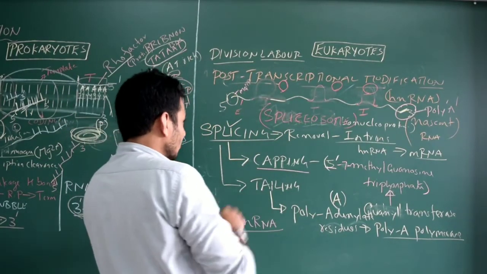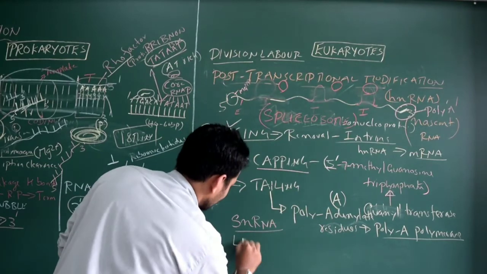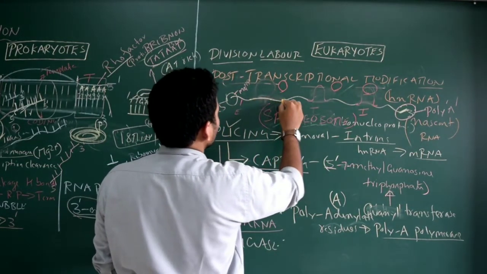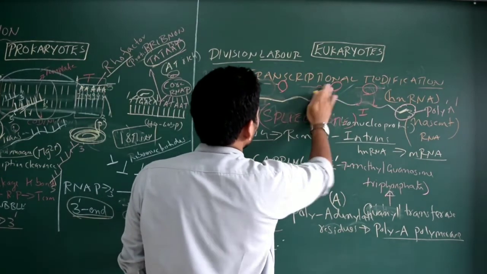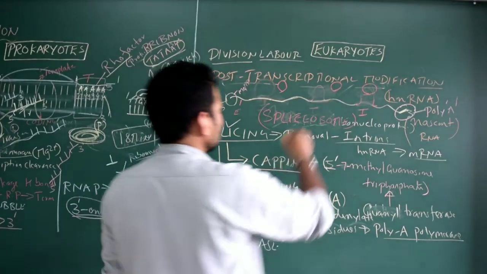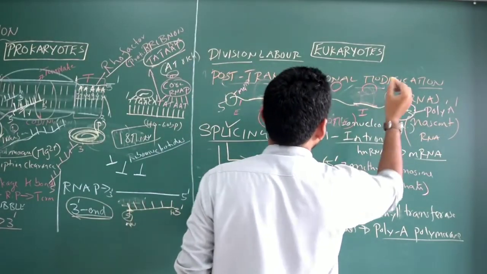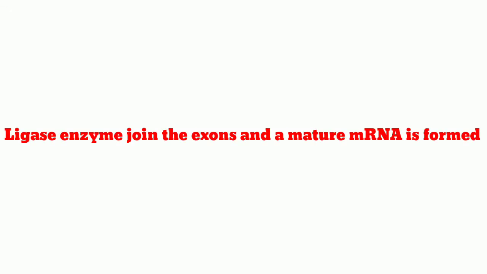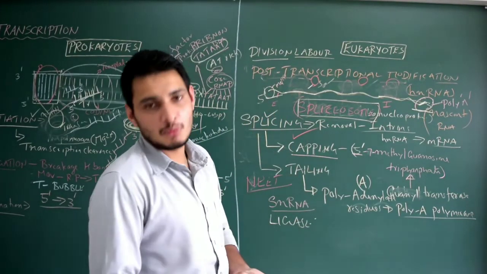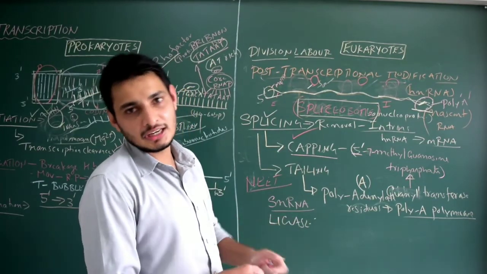Done. Now the ligase enzyme comes and attaches these exons. When the introns are removed, a gap is formed, correct? So the ligase joins the exons. That's all about the post-transcriptional modification that occurs within the nucleus of eukaryotes.